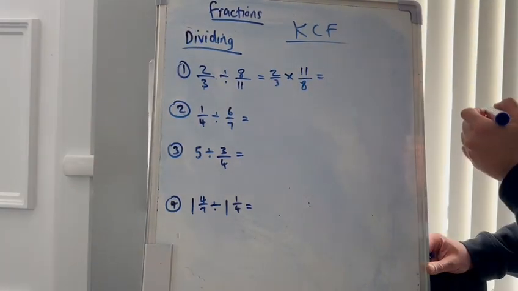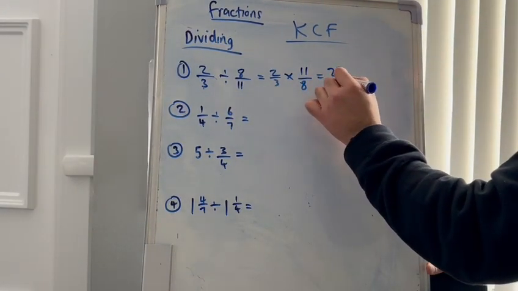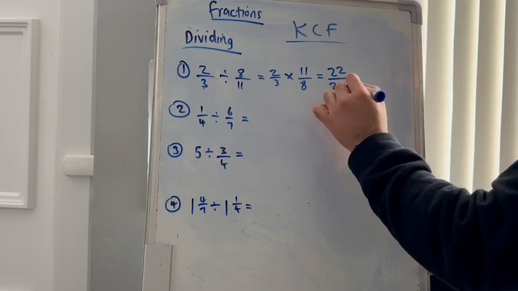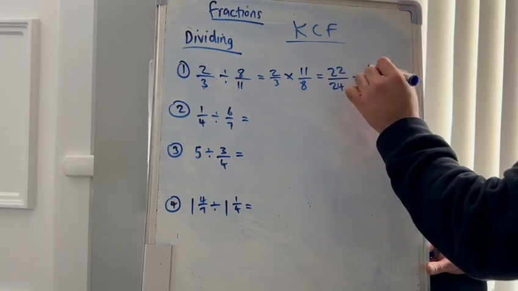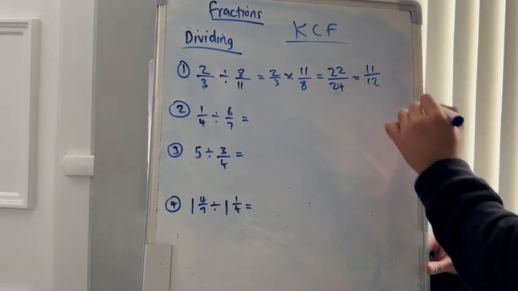So now I just times them. So 2 times 11 is 22, and 3 times 8 is 24, and I know that I can half both of these, so the answer will be 11/12.